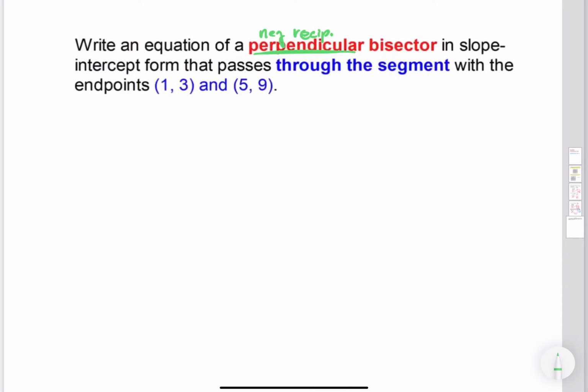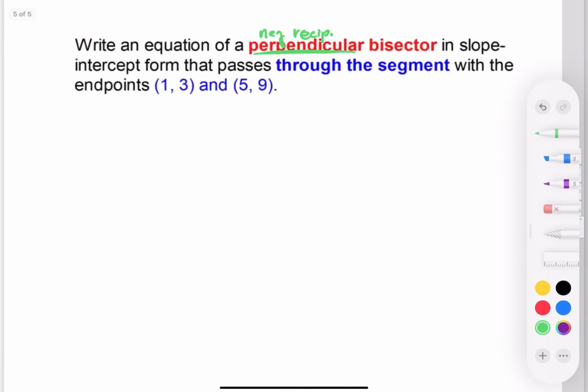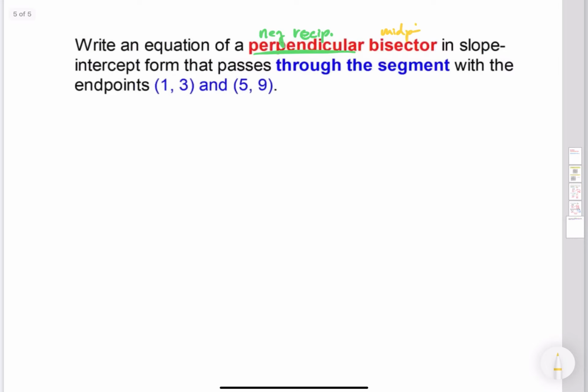Okay, and we know that we have a bisector. Well, what does the word bisector mean? Well, bisect means to cut in half. So if we cut the line in half, that means this is going to end up being a midpoint. So we want to figure out, okay, well, what is that midpoint here? Because it has to go through that midpoint. And the first line goes through the points 1, 3, and 5, 9.